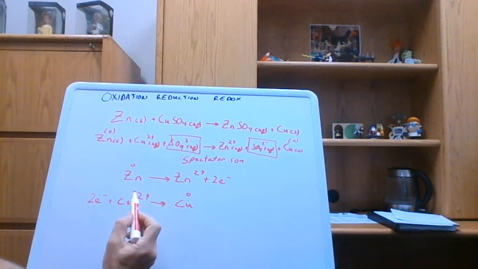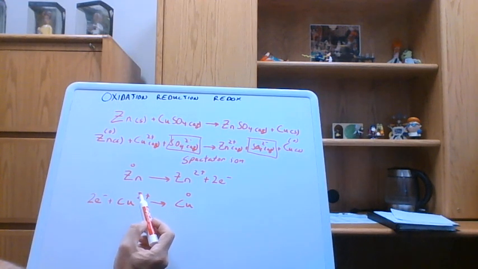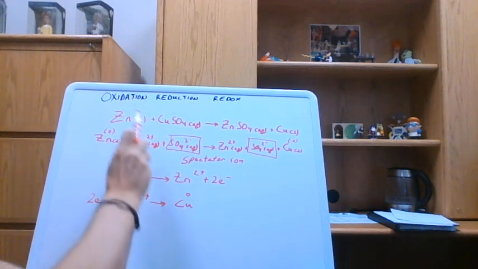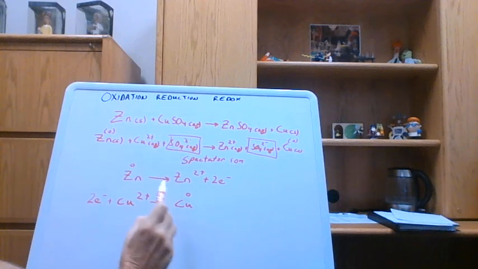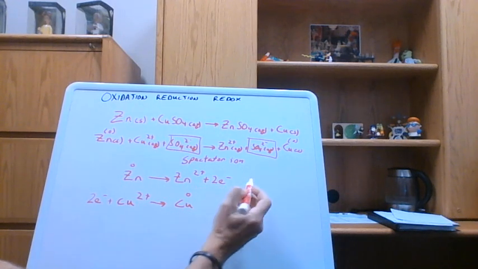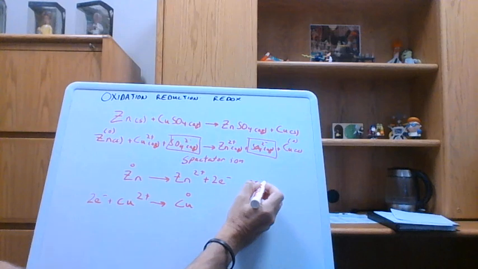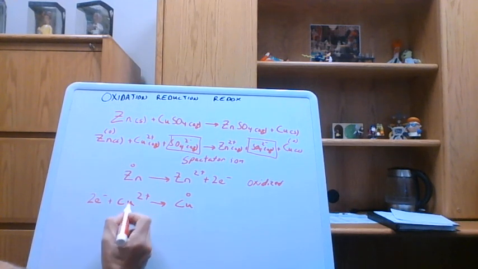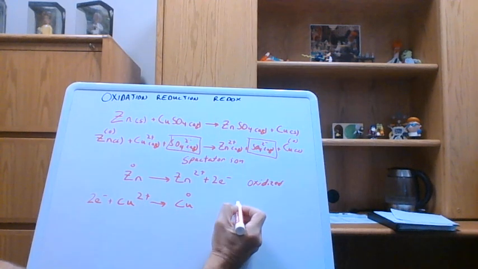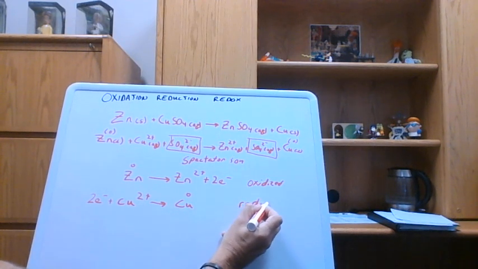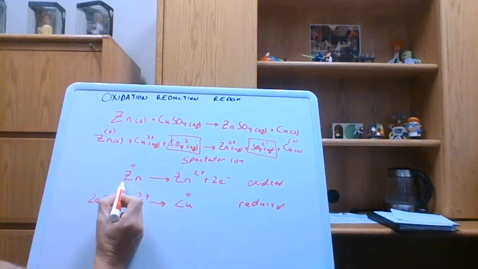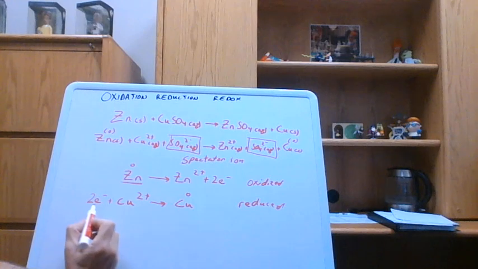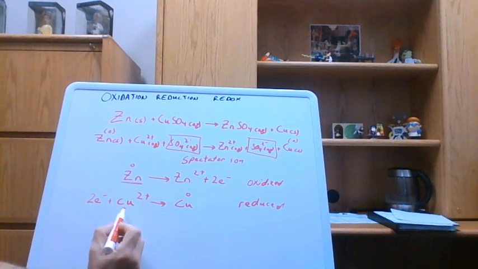And so what's really going on with this oxidation reduction is this zinc is taking two electrons and giving them to the copper, right? So the zinc is losing electrons, so this is being oxidized, and it's giving those two electrons to the copper 2+ cation, so it's being reduced. And again, this is our reducing agent, and this is our oxidizing agent.